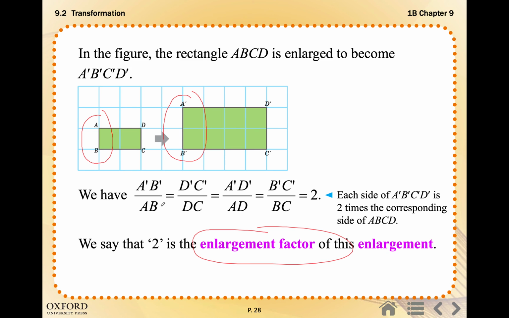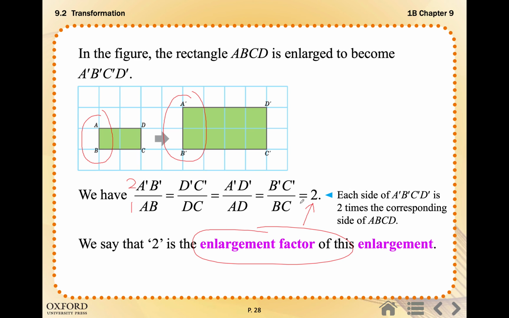And then we have to divide it. And we always use the image length, okay? I mean the length of the image, that is A dash, B dash, divided by the original length, that is AB. And if we just count from here 2 units and then divided by 1 unit, because here is equal to 2 and here is equal to 1, that's why the enlargement factor is equal to 2.